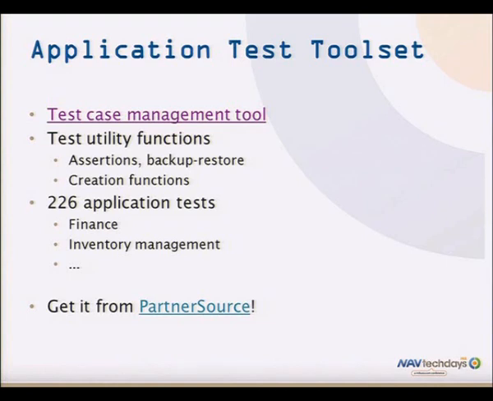And there's a lot of test utility functions, like the assertions that I already showed you. There's a codeunit that helps you with restoring and backing up data so that you can always return to a known state in between tests. There's also a lot of helper functions that help you with creating records, like create a customer, create a sales header, to make that easier. And then there are over 200 application tests that we run multiple times a day, in various areas such as finance, inventory management, and service management. You should check it out if you want.